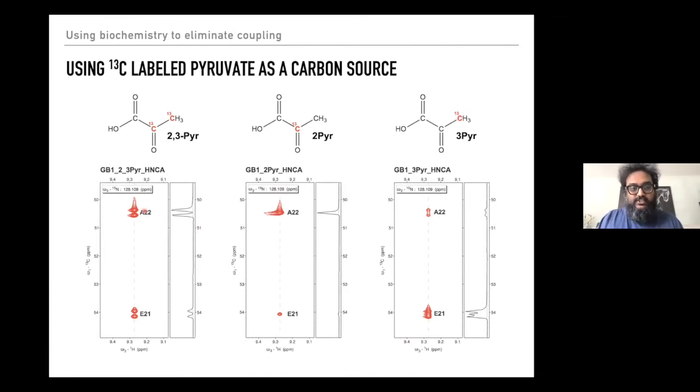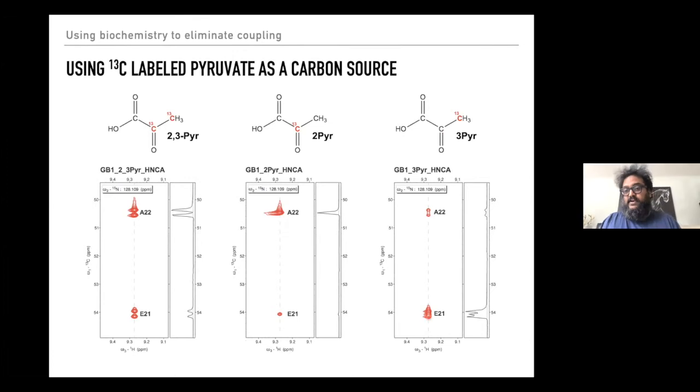Here, with the 2,3 pyruvate, this is an HNCA, and you're seeing a strip. You can see the nice coupling to the C beta, both for alanine and glutamate. Now if you take the 2 pyruvate, we already saw that the C alpha of alanine comes from position 2, which gives us a beautiful singlet. Whereas for glutamate, we saw it comes from position number 3, hence the glutamate's intensity is vastly reduced. Now, if you grow a sample with the pyruvate labeled at position 3, alanine, which derives from position 2, is diminished.